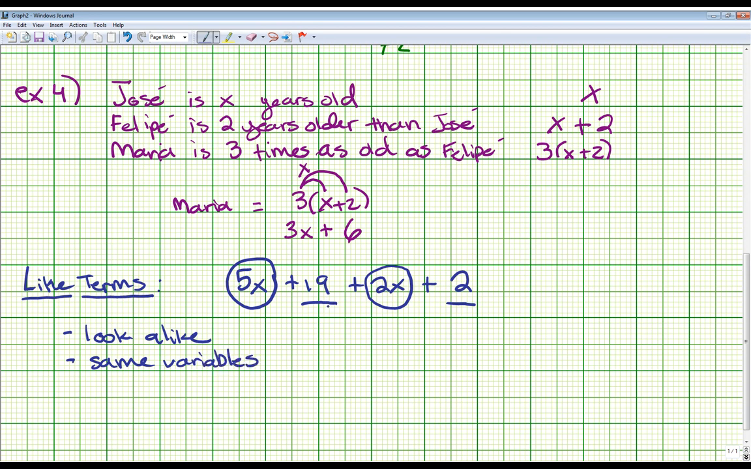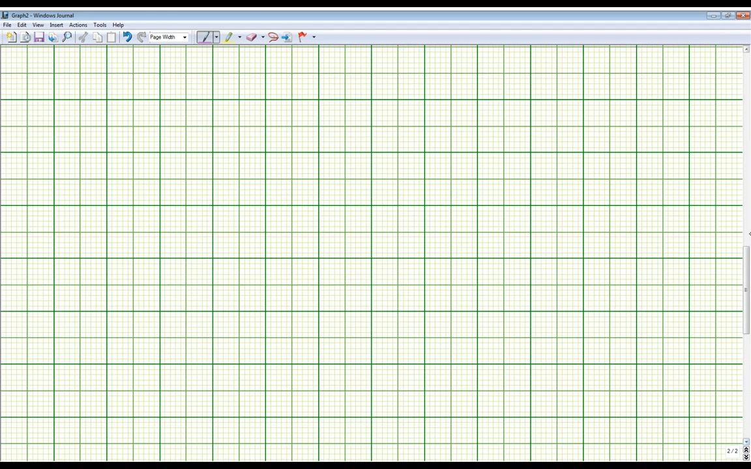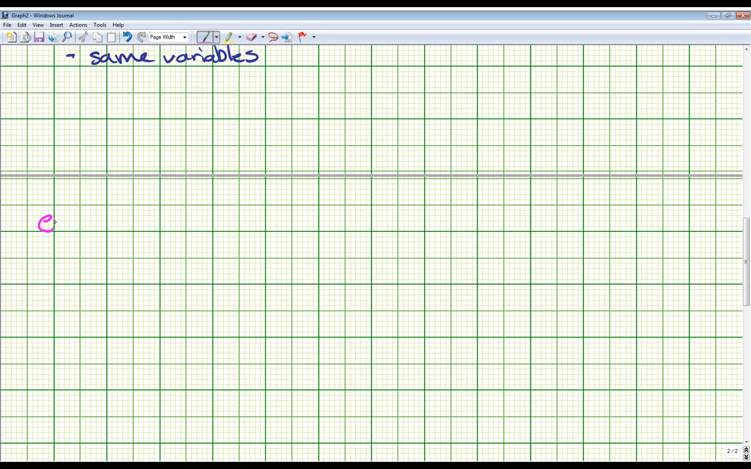Or no variables for these two. So they look alike, and you can only combine them if they are like terms. So example 5, which is the last example of the lesson, is going to ask us to combine some like terms. So we're going to have to identify, are there any like terms in the question? And then if there are, we're going to go ahead and combine those. So let's put example 5.